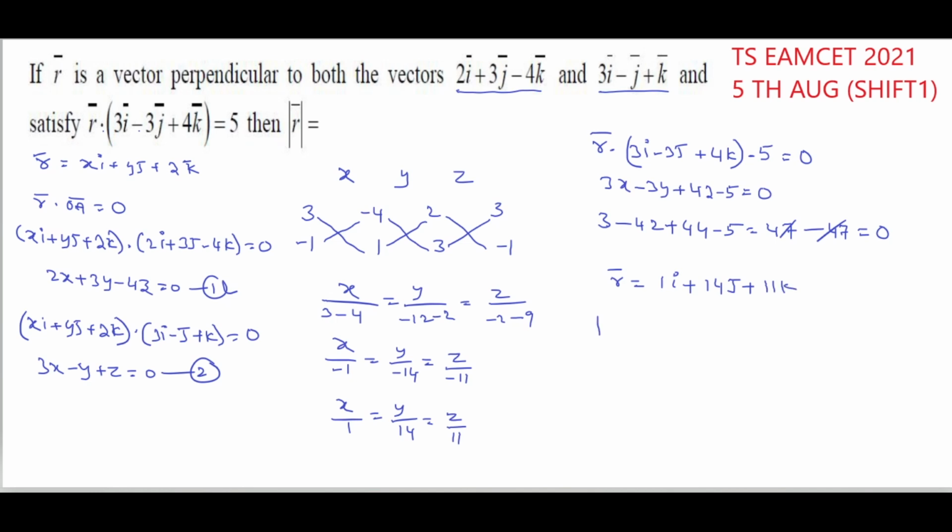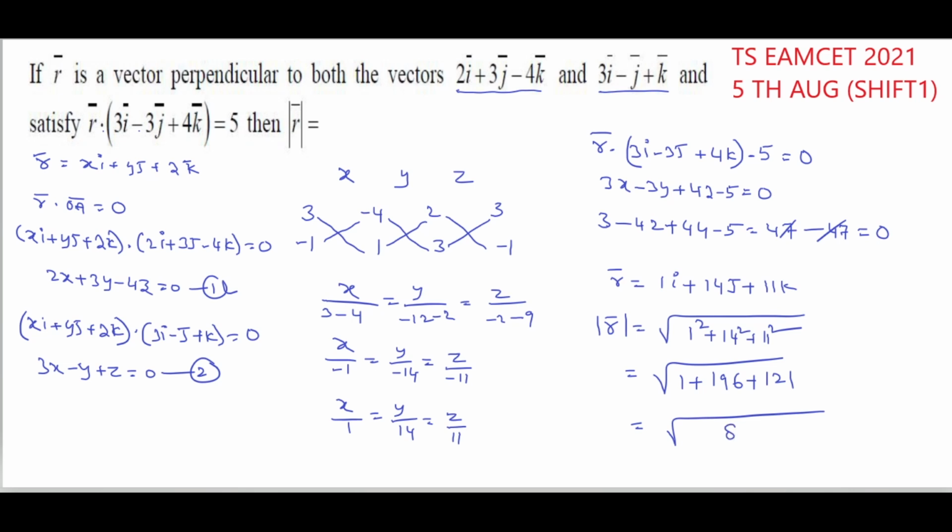Now we find mod r bar. Mod r bar is equal to under root of 1 square plus 14 square plus 11 square, that is equal to 1 square is 1, 14 square, this is 196, plus 11 square, 121, that is equal to under root of 318. So therefore the modulus of r bar is equal to under root of 318.